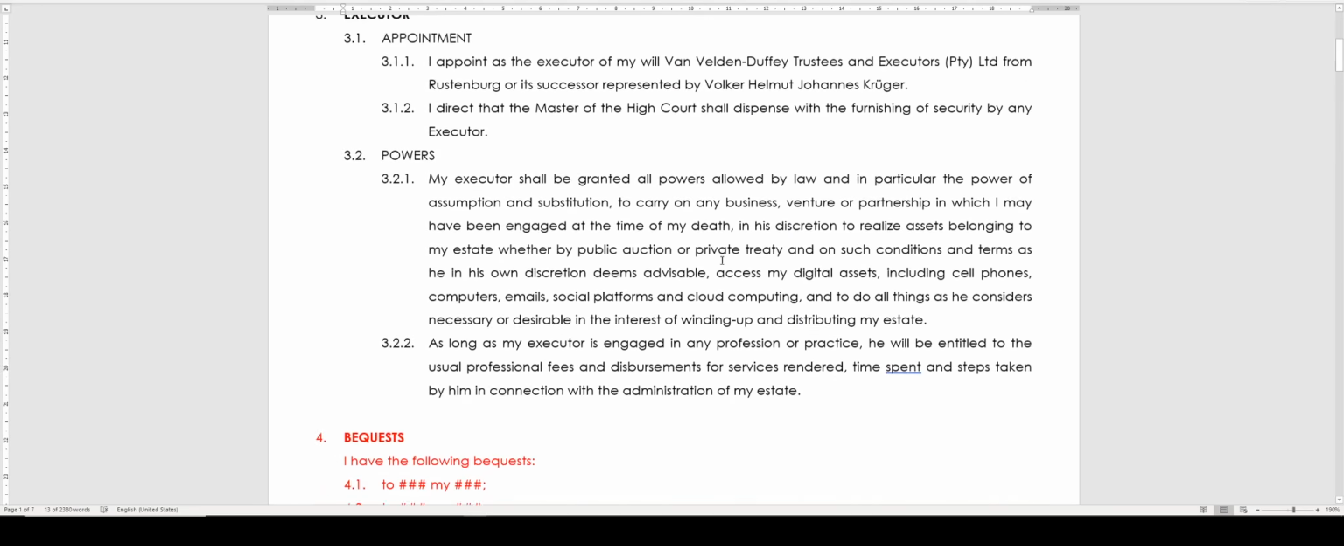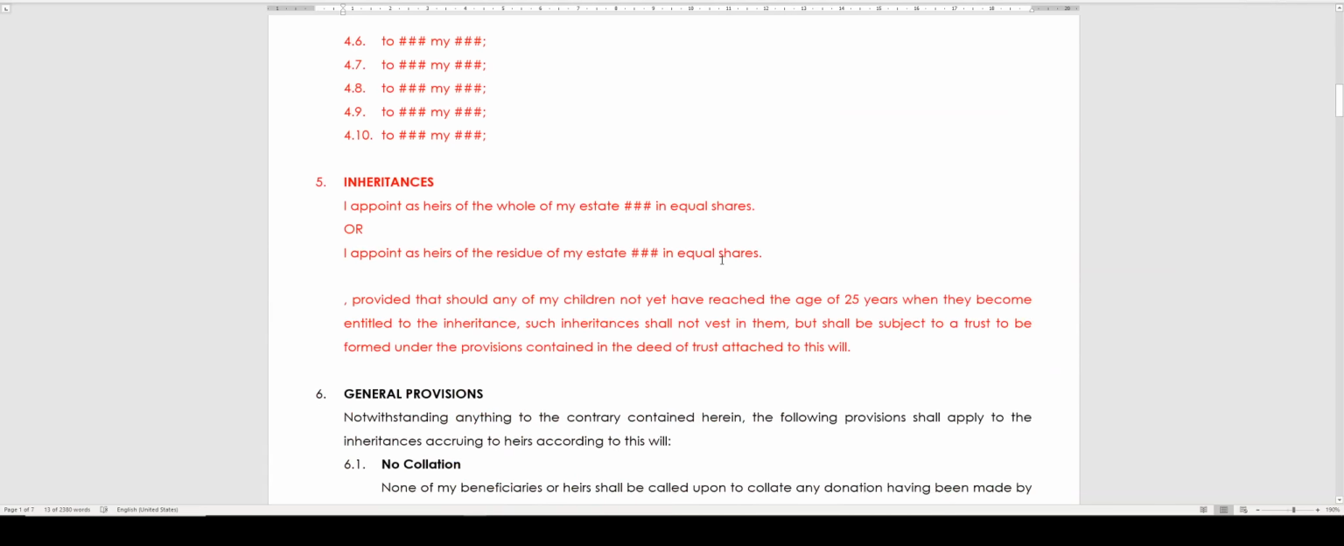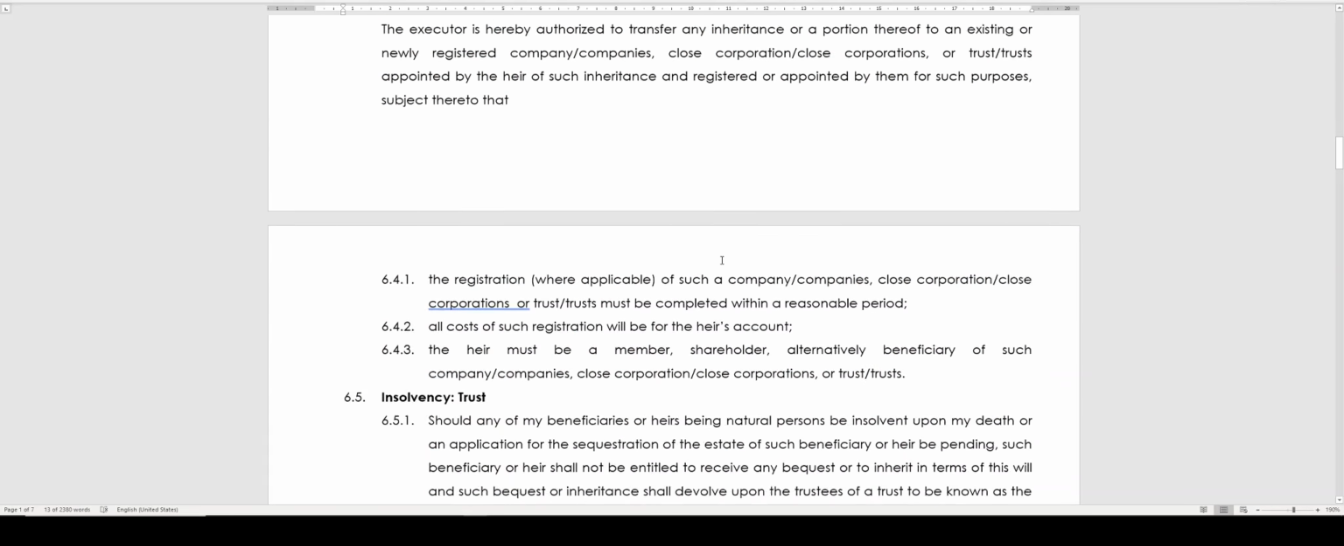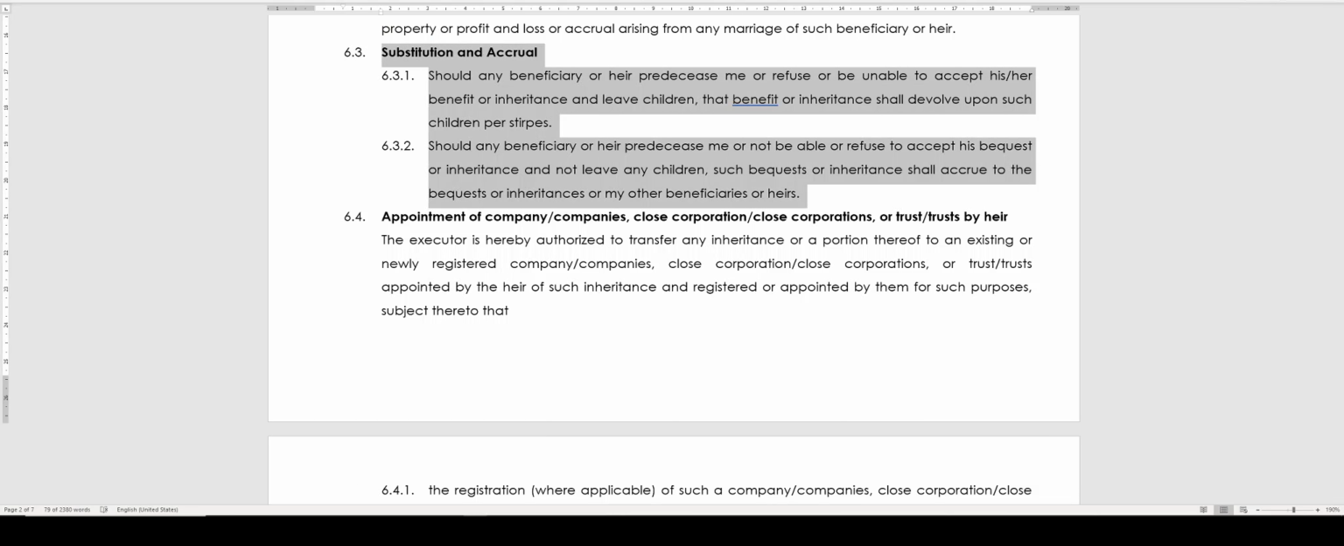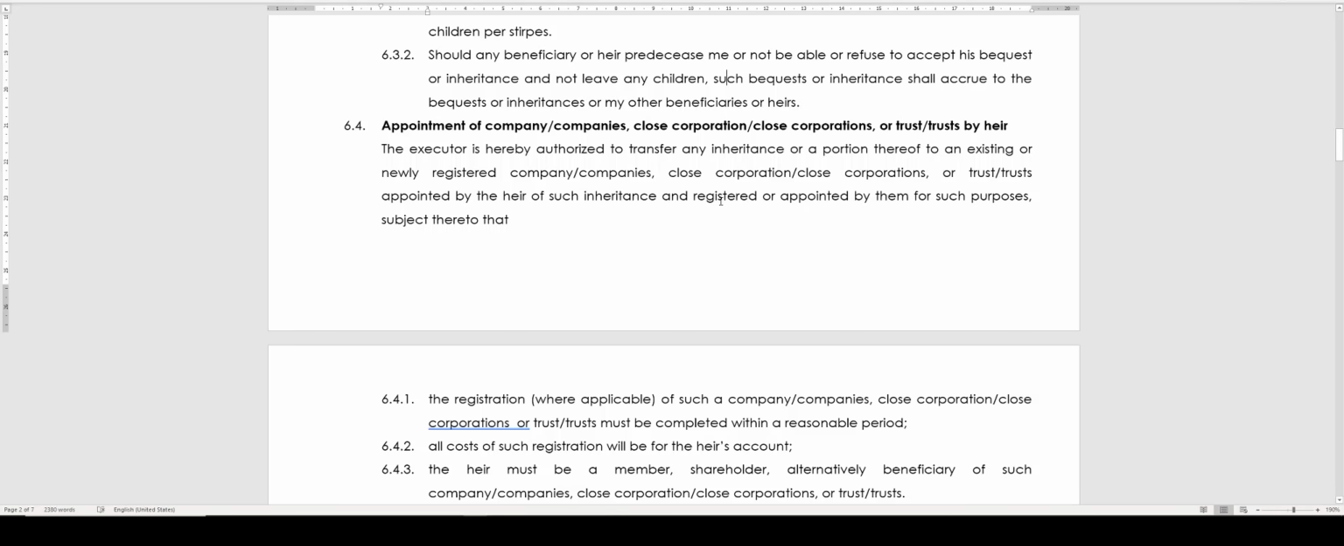Substitution and accrual. This clause caters for predeceased beneficiaries nominated in your will. The children of such beneficiaries are to inherit in the place of the predeceased beneficiary, and if there are no children, the inheritance goes to the other beneficiaries nominated in the will.